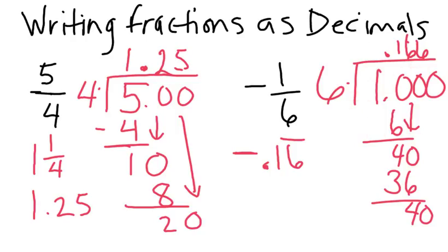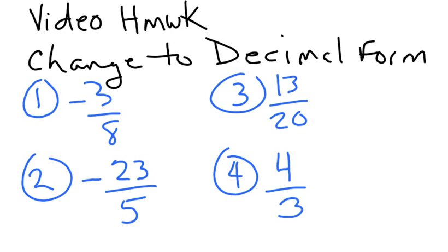Just saying. Okay, here's your video homework. Change all 4 of these to decimal form. You can use your fraction decimal equivalent sheet. You can divide up. Some of them you have to divide up on. Remember, the top number goes in the box. Not the biggest number, the top number goes in the box.